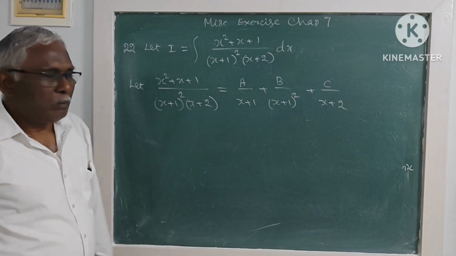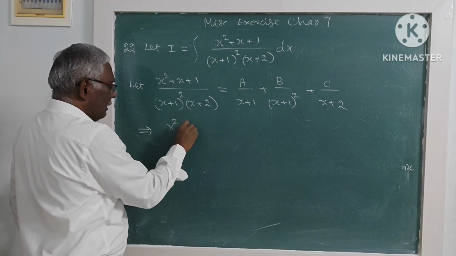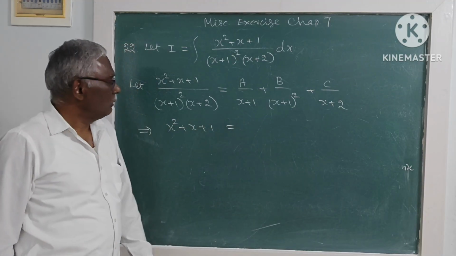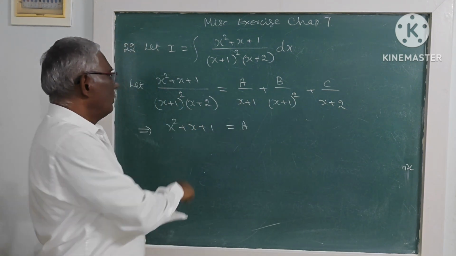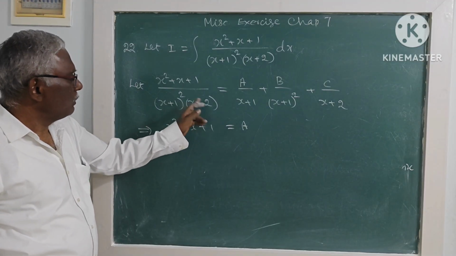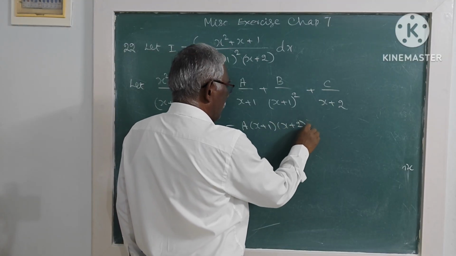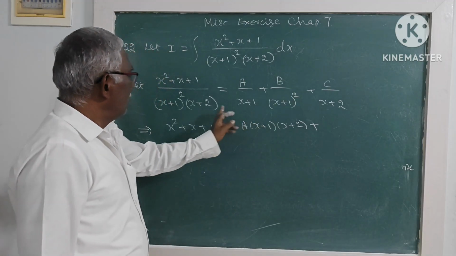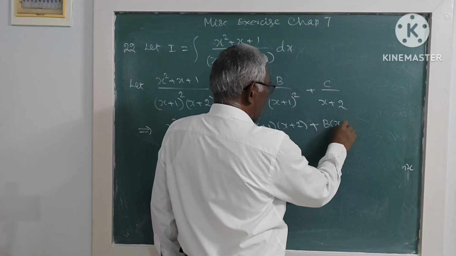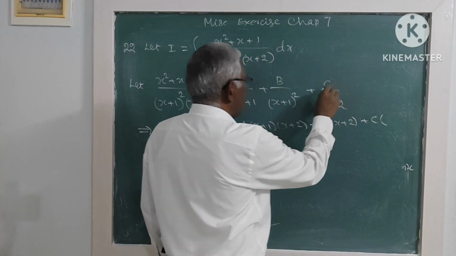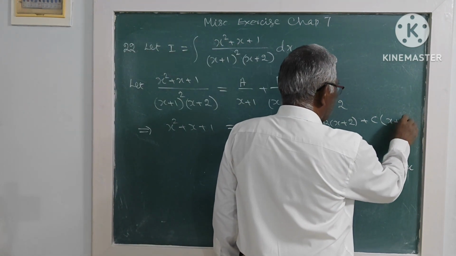Now multiply throughout by x plus 1 whole square into x plus 2, we get x square plus x plus 1 is equal to a into x plus 1 into x plus 2, since x plus 1 whole square, one x plus 1 is gone, plus b into x plus 2, plus c into x plus 1 whole square, since x plus 2 is gone.